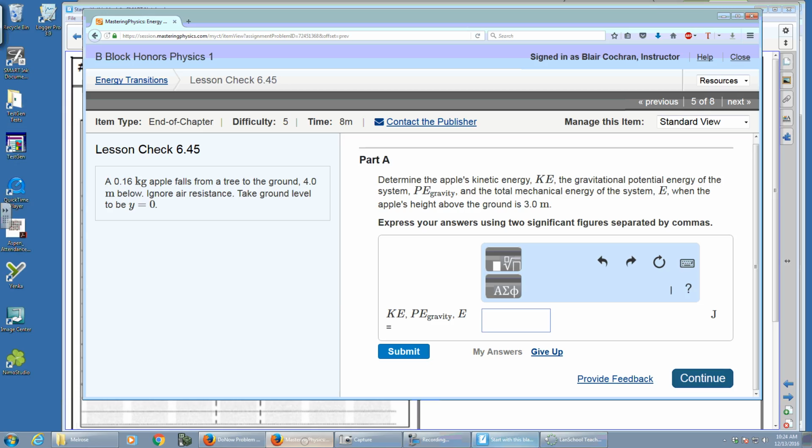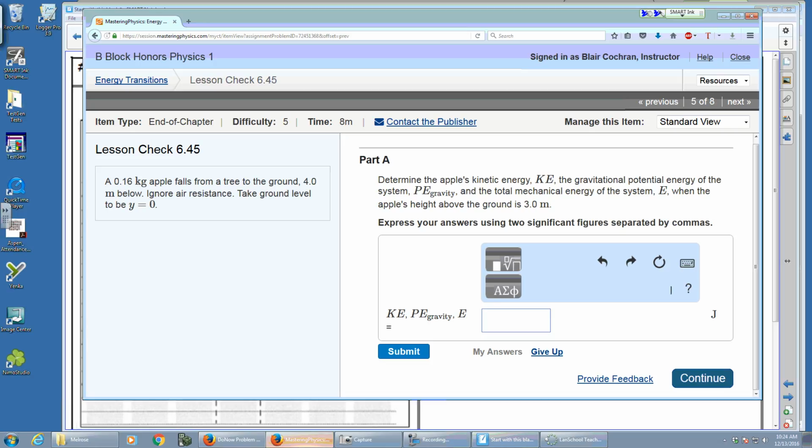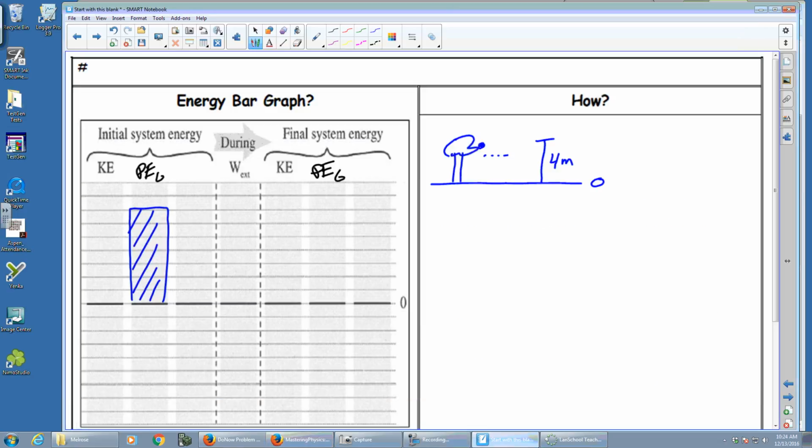It says to take the bottom of the tree as 0, but it doesn't want to know this at 0, it wants to know it at 3. Right? So, here's our tree, happy little tree. Apple starts here. That's at 4 meters. They say this is 0, but they want to know, after it's fallen 3 meters? No, when its height above the ground is 3 meters. So they want to know at this point, which is 3 meters high. So has it fallen very far? No. So which one do you think it'll have more of, kinetic energy or potential energy graph? More potential, I would say.